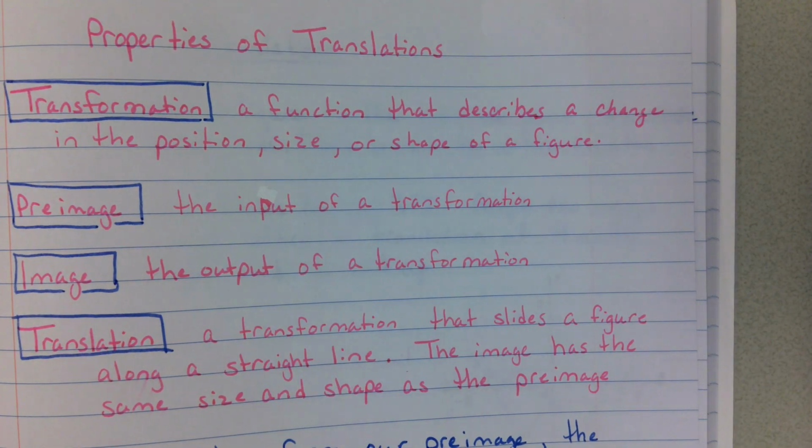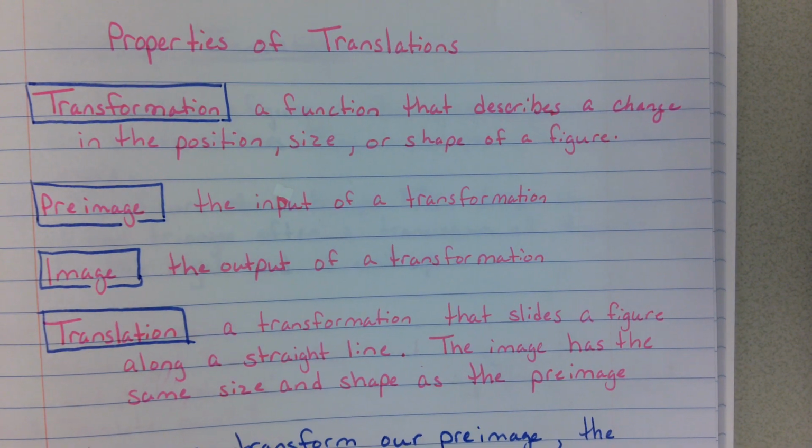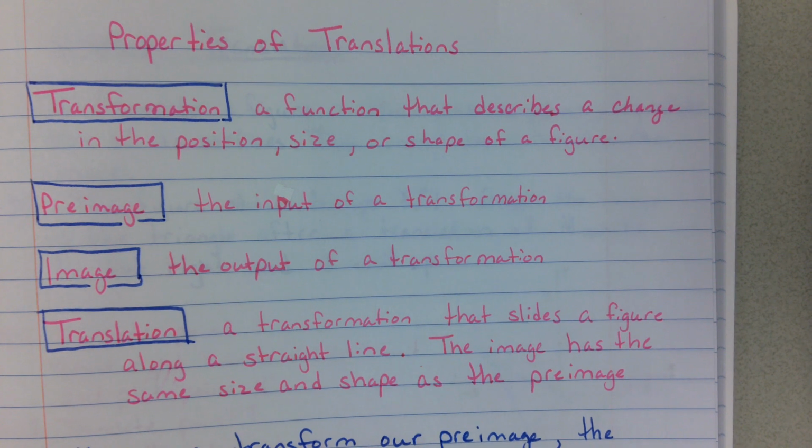All right, we're going to be looking at properties of translations. So we're going to go over some vocabulary first. First, we're going to look at transformation. A transformation is a function that describes a change in the position, size, or shape of a figure.